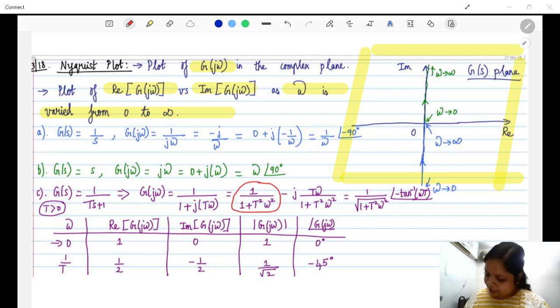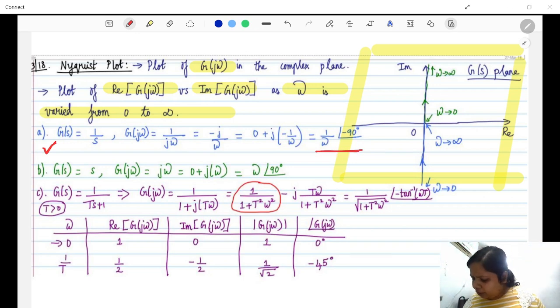G S is equal to 1 by S. Can you just give me a heads up if you have already gone through the lectures? Then I would be getting fast with this. Okay. Arya, I think for you also it is clear. Then I'll move forward.